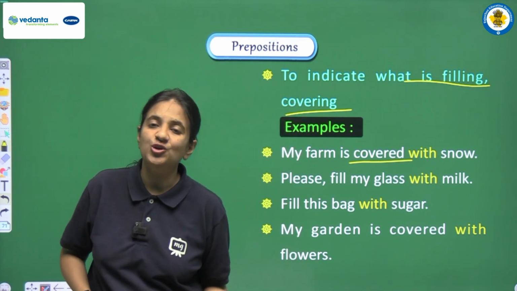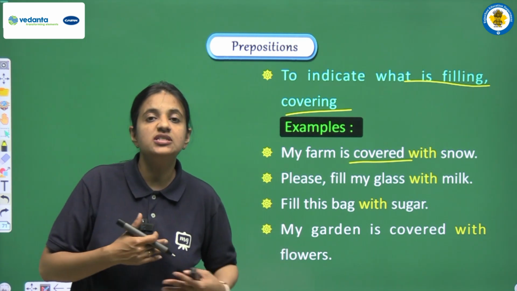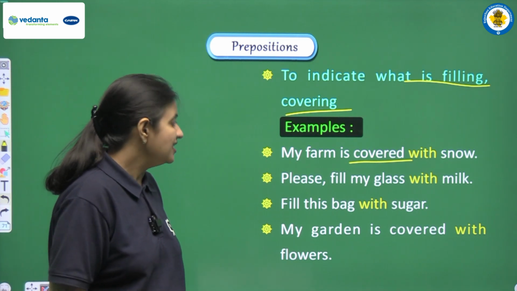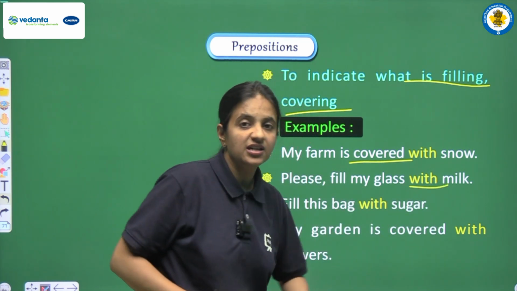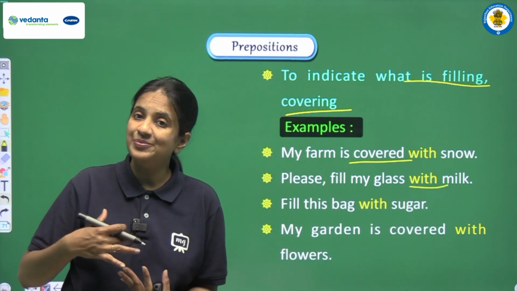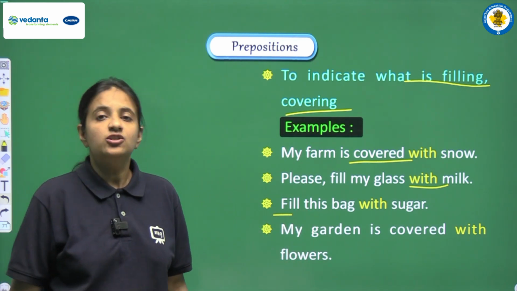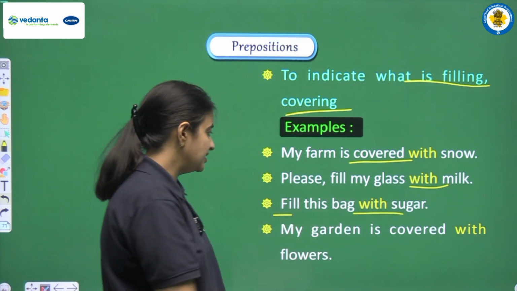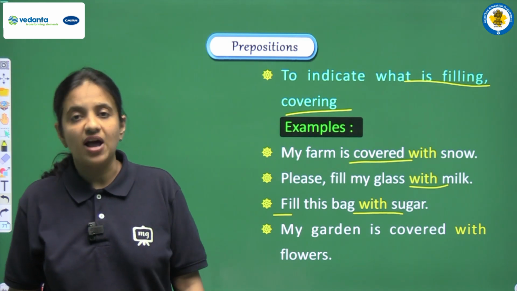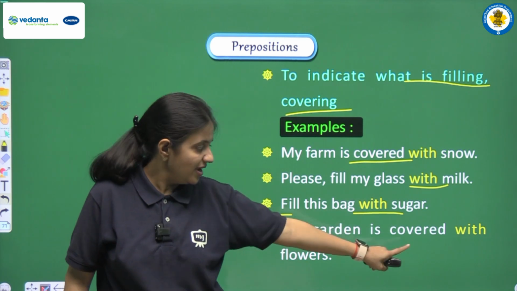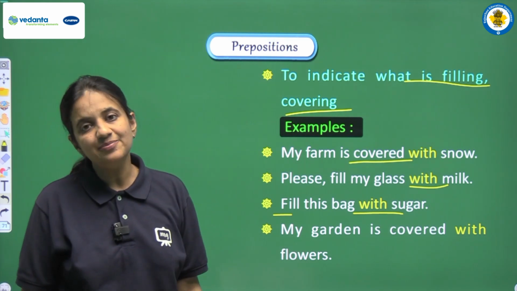So whenever we are trying to show the sense of covering, the sense of filling something, then we can use with in a sentence. So you know the form, it was covered, how? With snow. Next is, please fill my glass with milk. So here we are again having the sense of filling, because we are saying that fill the glass, how? With milk. Next is, fill this bag with sugar. Again we are having the sense, the meaning of filling something. So we can use with here in this sentence, and we can say fill this bag with sugar. Next is, my garden is covered with flowers. Again we are having the sense of covering. So whenever we are trying to show the sense of cover, the sense of fill, then yes, we can use with in a sentence as a preposition.